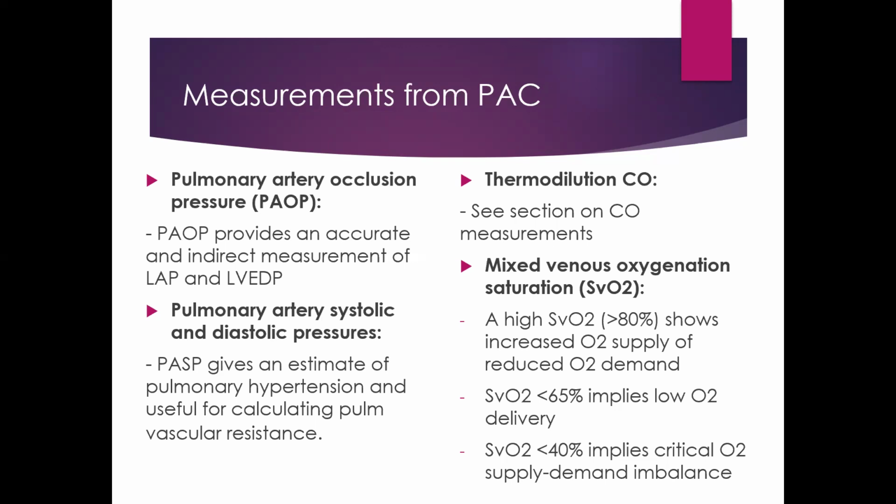Now, this is important, mixed venous oxygen saturation. A high SvO2 greater than 80 shows increased oxygen supply or reduced oxygen demand. A low SvO2, less than 65%, shows you a low cardiac output state because there is more room for oxygen extraction. When it is less than 40%, it implies a critical oxygen supply demand imbalance.